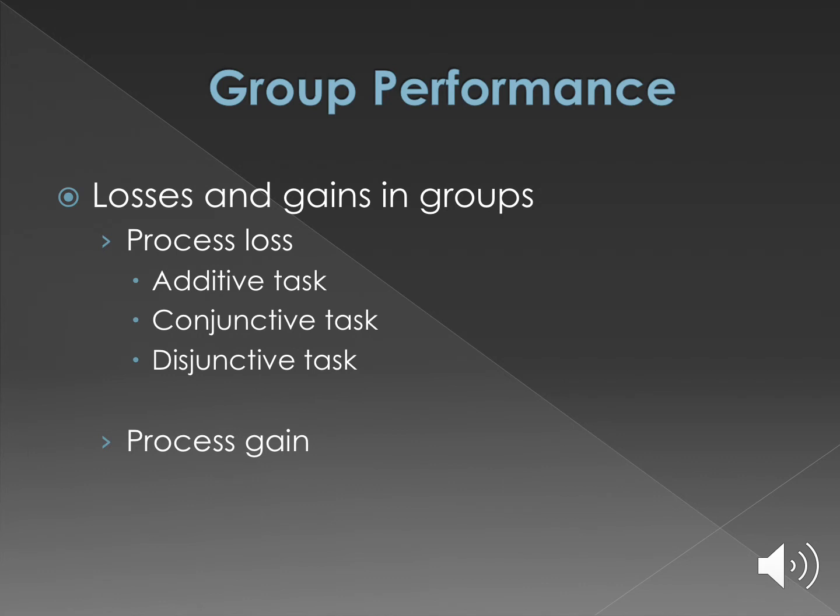Lastly, we have group performance. Kaysen and others tell us that groups can perform worse than how they should perform, and this is called a process loss. Basically, a group can lose productivity due to problems within a group. There are a few different tasks within a group. Additive task: the group product is the sum of all members' contributions. Conjunctive task: the group product is determined by the individual with the poorest performance. And disjunctive task: the group product is or can be determined by the performance of the individual with the best performance. Process gain is an increase in group performance so that the group outperforms the individuals who make up a group.